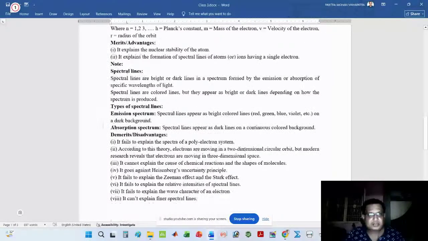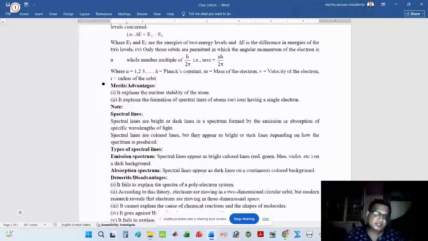I have also discussed the merits or advantages of Bohr's atomic model. It explains the nuclear stability of the atom. It explains the formation of spectral lines of atoms or ions having a single electron.